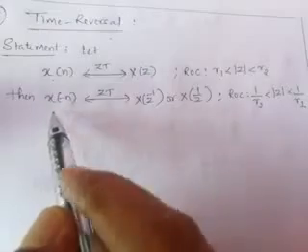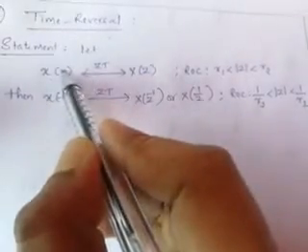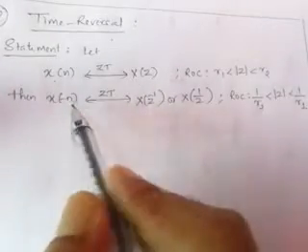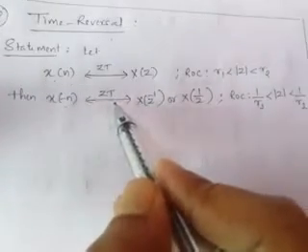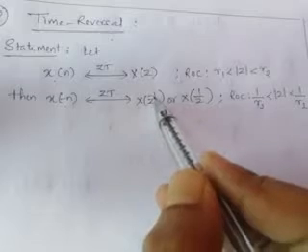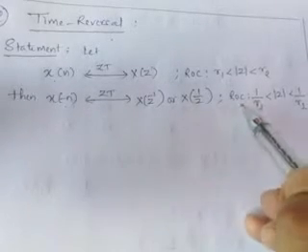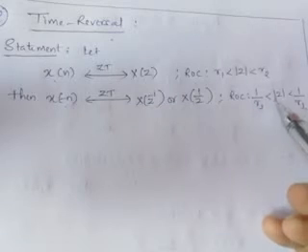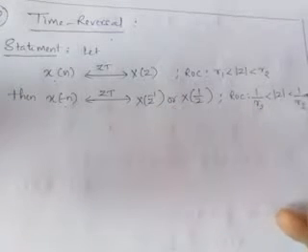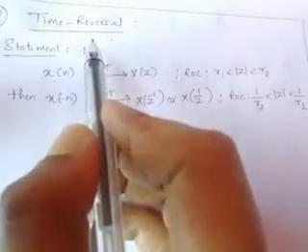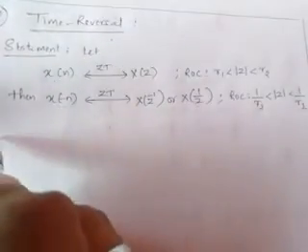Then if you take the time reversal of the given discrete time sequence x of n, we have x of minus n, which has Z transform pair x of z to the power minus 1, or we can write x of 1 by z, where the ROC is 1 by R2 less than mod of z less than 1 by R1. It is the statement of the time reversal property. Let us prove this property.